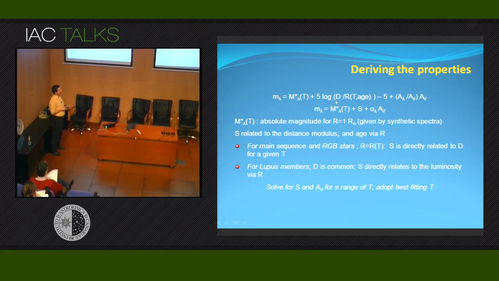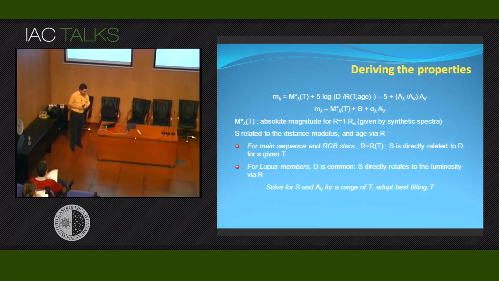In fact, the models published by the group of Allard, Hauschild, and Baraffe give us, as the output of the models, this quantity. So a quantity that depends on the temperature and the surface gravity, but not on the radius. Then the part that depends on the radius, I offload here to this expression, which contains the distance divided by the radius, which in general will be a function of the temperature and the age of the object.